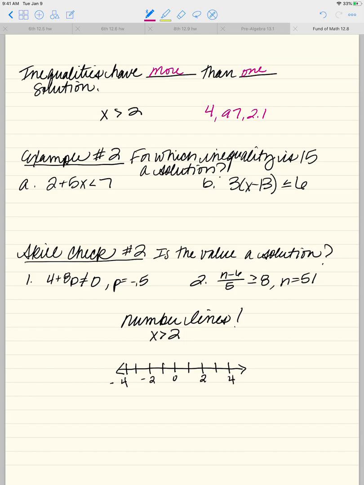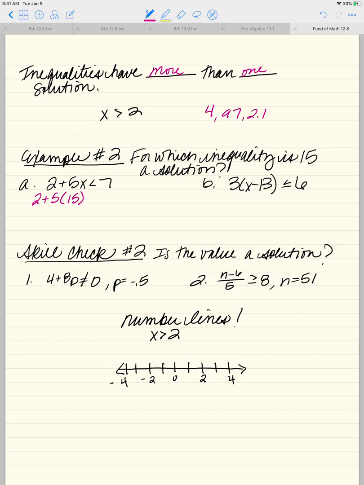So example number 2 says, for which inequality is 15 a solution? So what we want to do is look at A. It says 2 plus 5x is less than 7. What we're going to do is we're going to substitute 15 for x and see if it makes this inequality statement true. If it does, then 15 is a solution. Let's check and see. So 2 plus 5 times 15, because we're substituting 15 for x, okay? Let's figure out what that is.